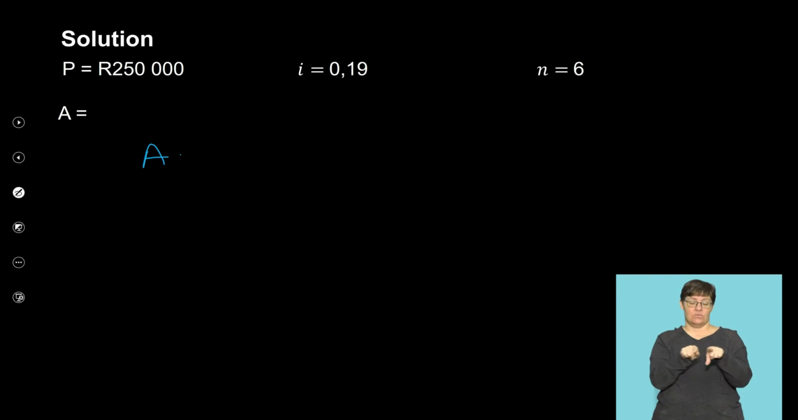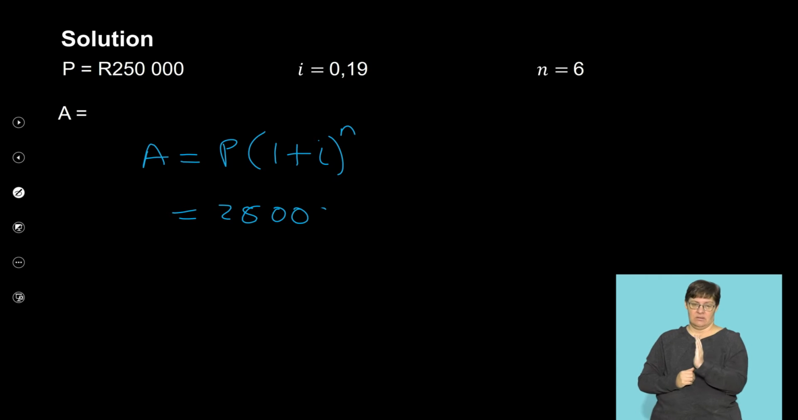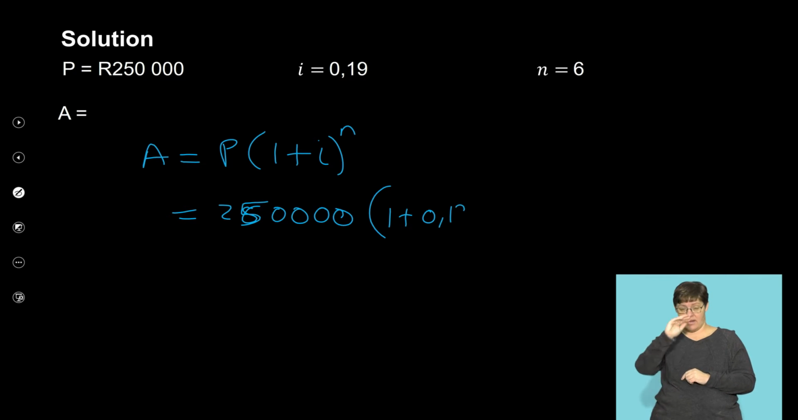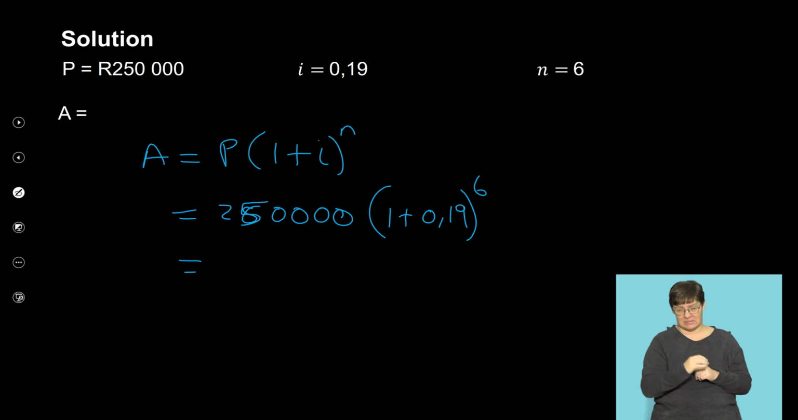So, therefore, they will say A is equal to P into 1 plus i to the exponent of n. Now we are talking about inflation, right? Because it is going up, not going down. Hence, it is a plus. So this will be 250,000 into 1 plus the 0.19 to the exponent of 6. Now I'm not dividing anything by 12 because they said it's compounded annually, right? So the 19% is for 1 year, the 6 years, every year you get the 19%. So it's not going to be affected by the compounding period.